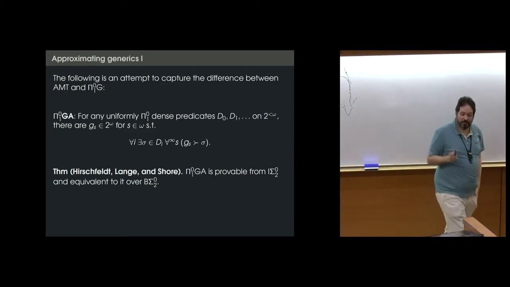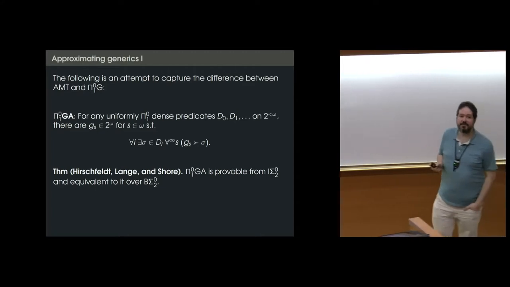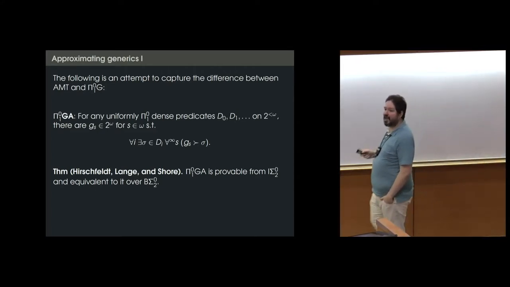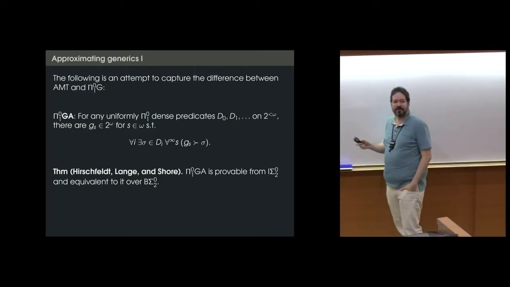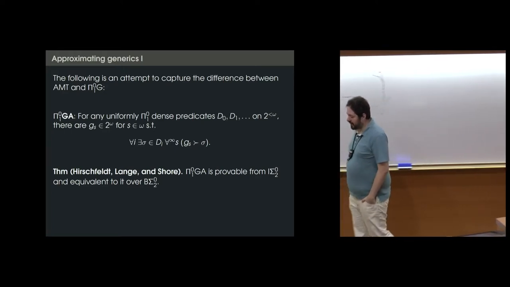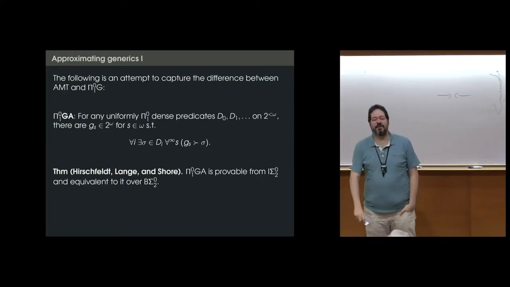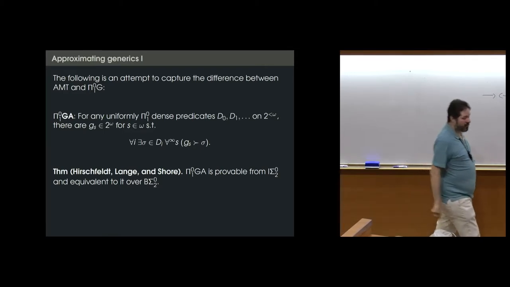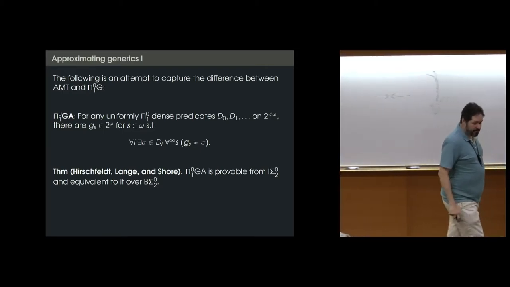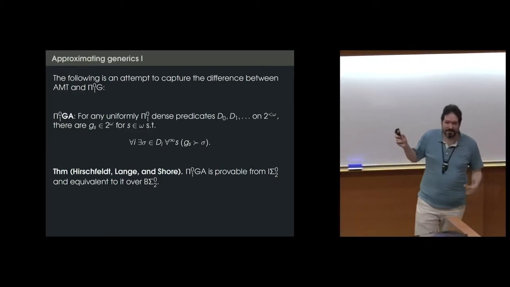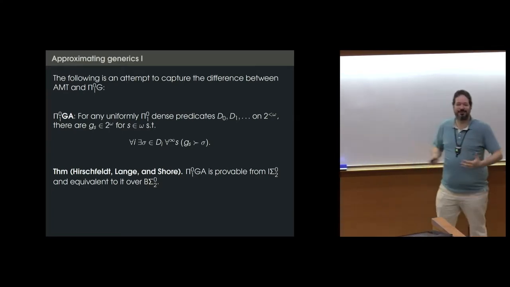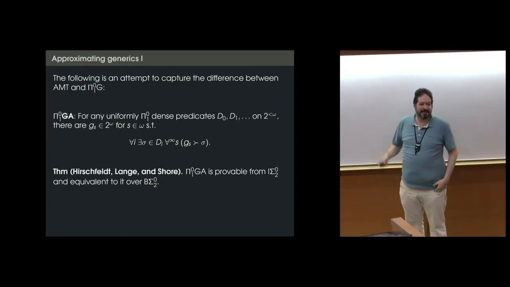Now notice that the difference between AMT and Pi 0 1 G is not going to be capturable by a first order principle, because of the conservativity of Pi 0 1 G over RCA0. So this is a second order principle, but it's a second order principle that lives, it's kind of morally first order, right? It lives at that level of first order principle. So that's a possibility.